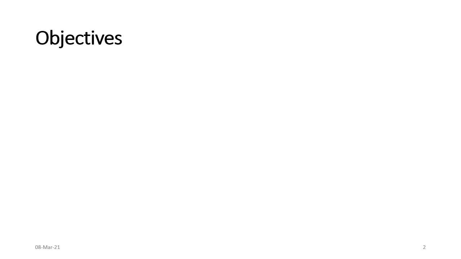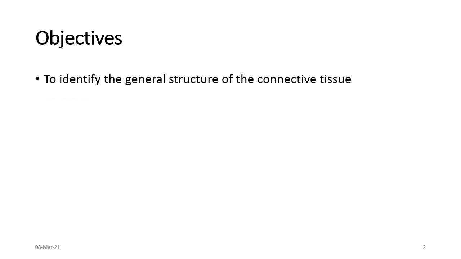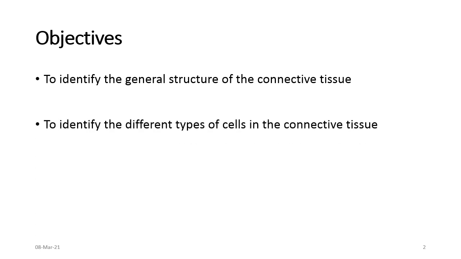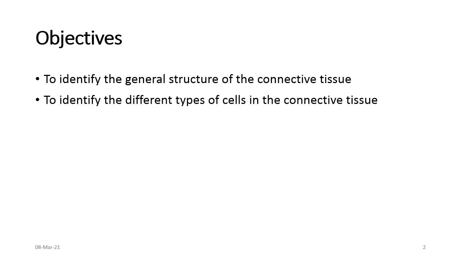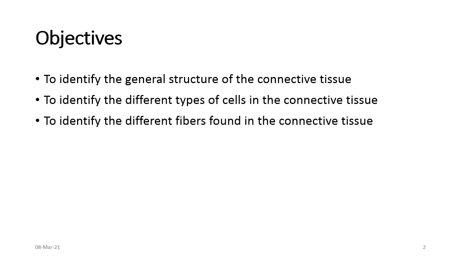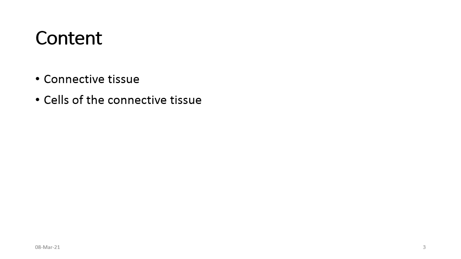The objectives for this lecture are to identify the general structure of the connective tissue, to identify the different types of cells in the connective tissue, and to identify the different fibers found in the connective tissue. So the contents, we will talk briefly about the connective tissue, its structure and components. We will talk about the cells of the connective tissue and the fibers found within or forming the connective tissue.